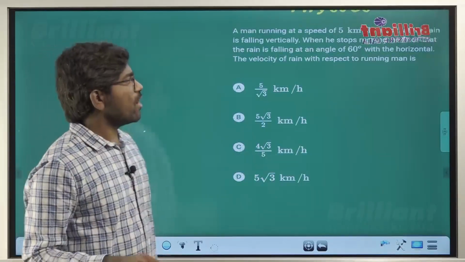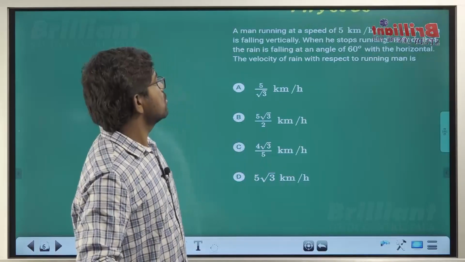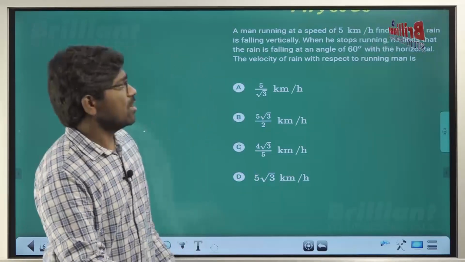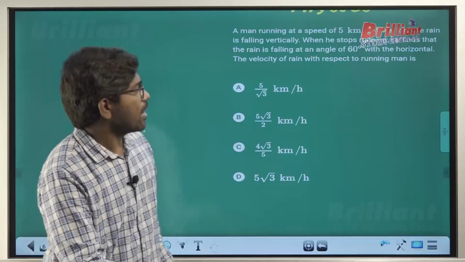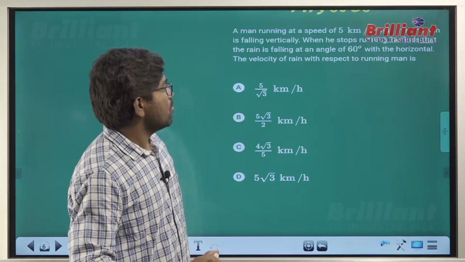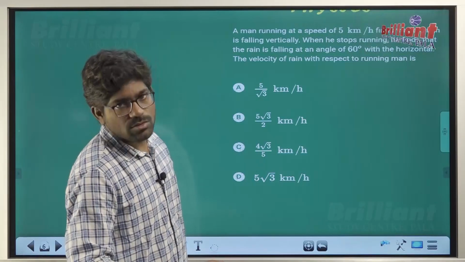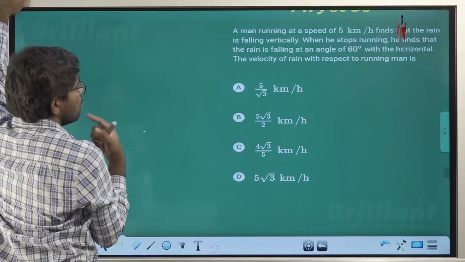A man is running at a speed of 5 km per hour and finds that the rain is falling vertically. When he stops running, he finds that the rain is falling at an angle of 60. The velocity of rain with respect to the running man is? Keep a few things in mind.